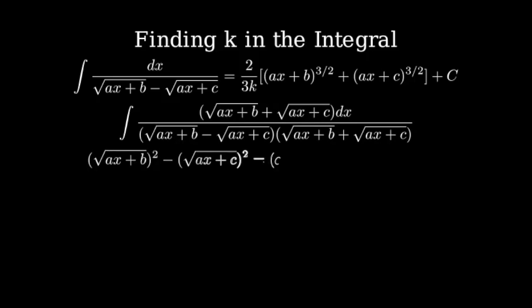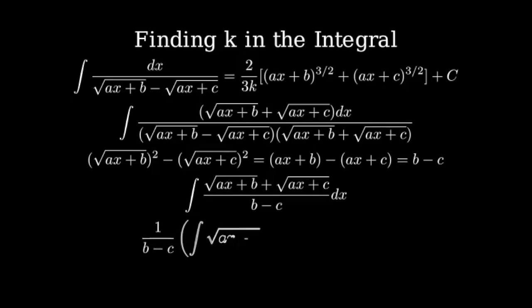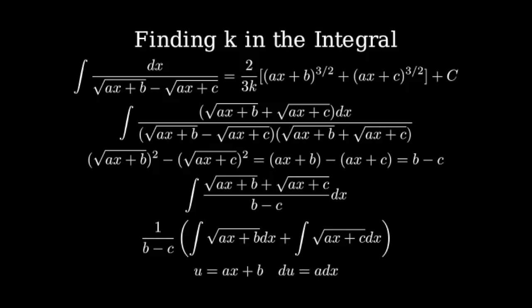The denominator becomes the difference of squares: \sqrt{x+b}^2 minus \sqrt{x+c}^2, which simplifies to x plus b minus x plus c, giving us bc. Now, we can split this into two separate integrals: 1 over bc times the integral of \sqrt{x+b} dx plus the integral of \sqrt{x+c} dx. Let's solve each integral using substitution.